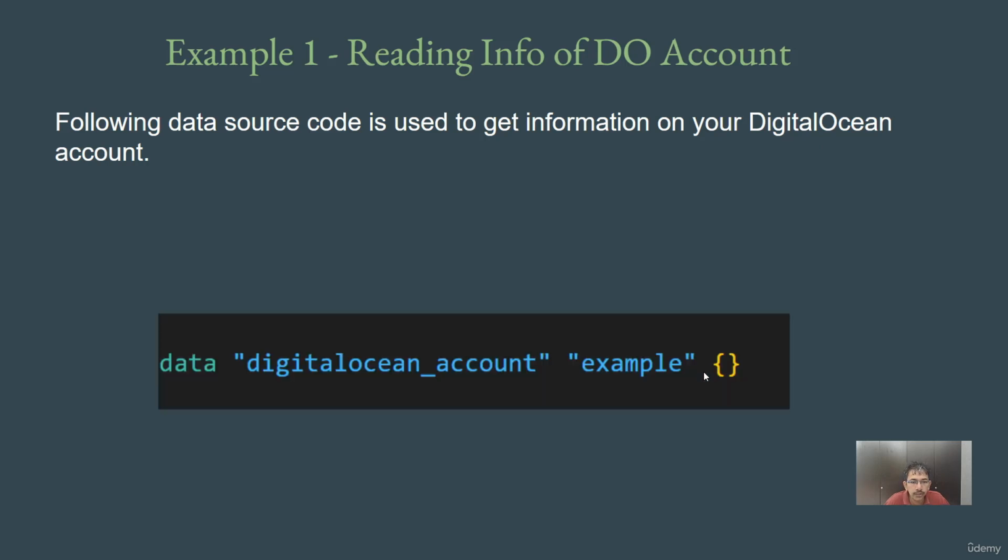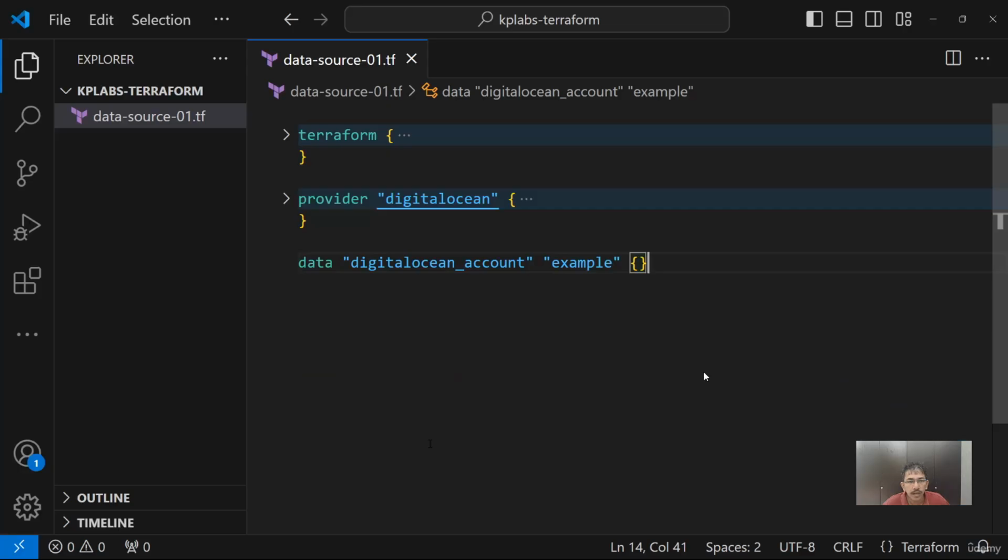Now if you look at the screenshot, it is very simple. It is just a single-liner block. It states data, followed by what information we need. In such case, it is DigitalOcean account, and this is the local name. Now for today's video, I have a file called data-source-01.tf.